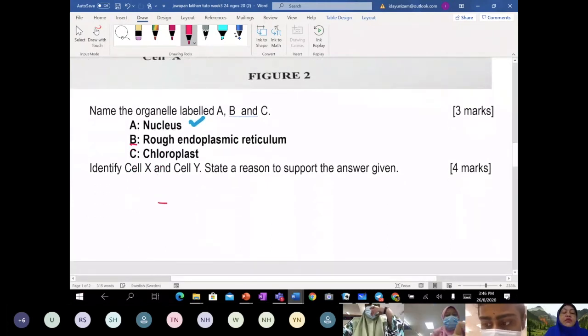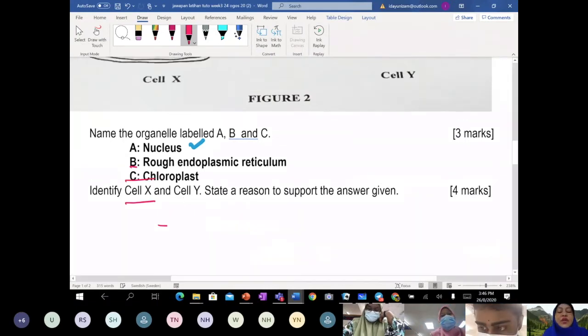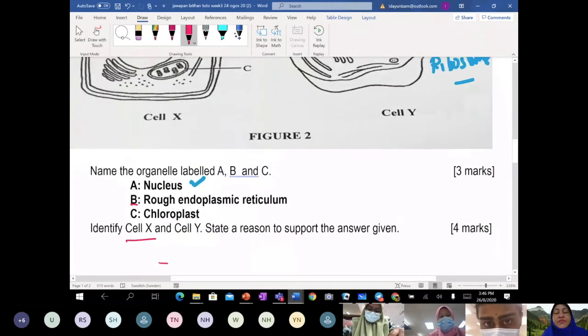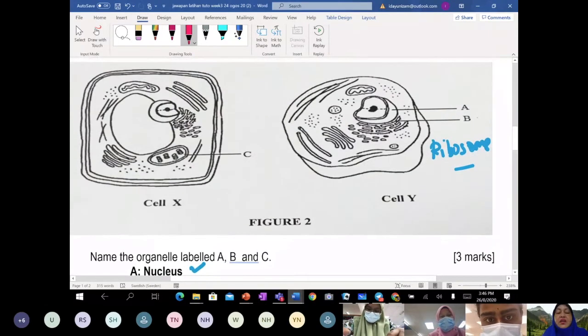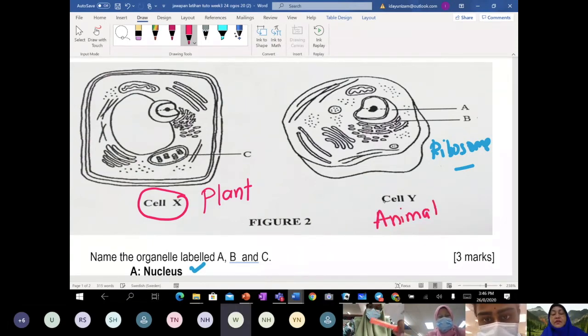Good. Now which one is cell X? Between cell X and cell Y, which one is the plant cell and which one is the animal cell? Let's observe the two cells. Obviously, cell X belongs to plant cell. Am I right? And cell Y is animal cell. So why is cell X the plant cell? What can you observe? What structure shows that cell X is plant?